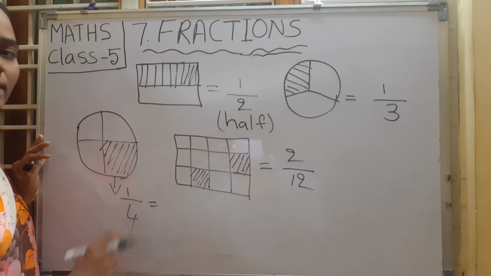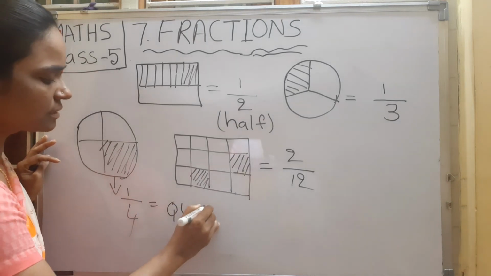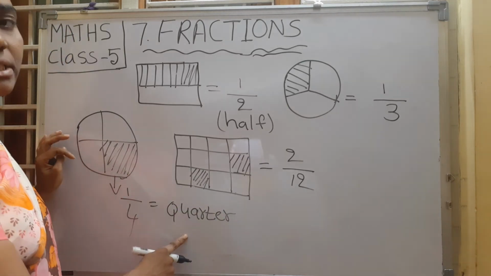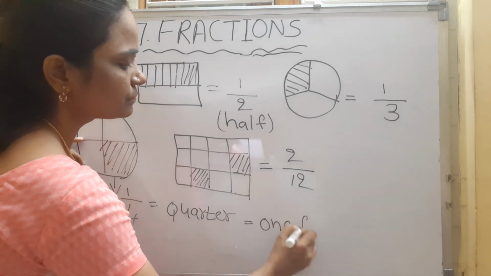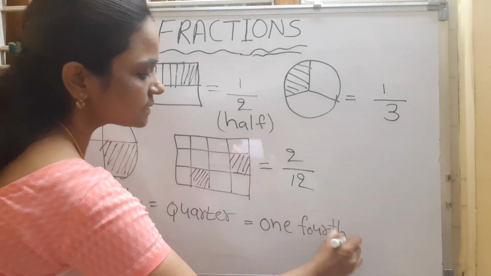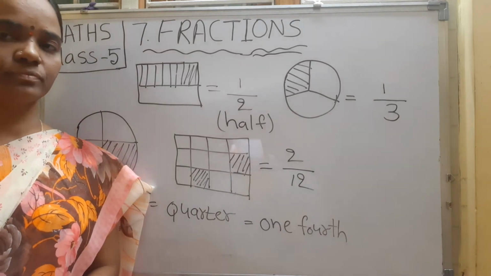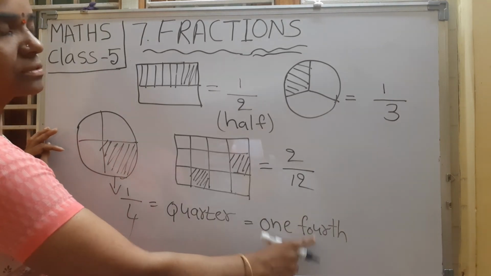Out of 4, only 1 part is colored. 1 by 4 is also known as quarter. Yes, children, what is another name for 1 by 4? Quarter or 1/4. It is also known as 1/4. These are the basics that we have already learnt in your 3rd class and 4th class. Okay? Quarter and 1/4.